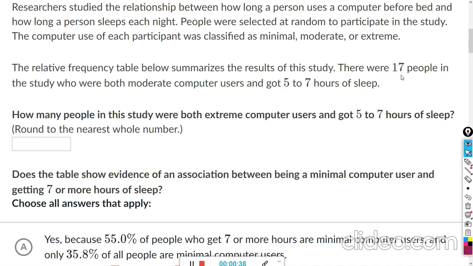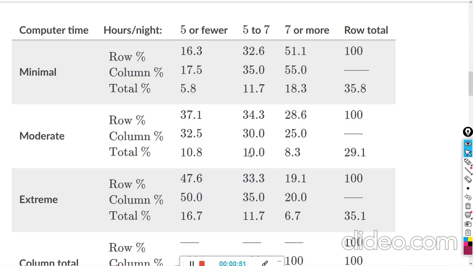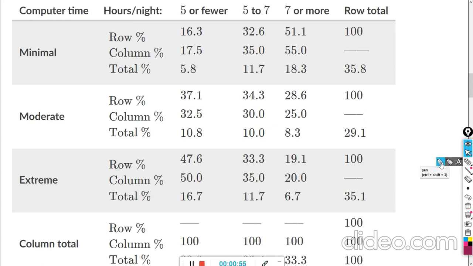Okay, let's fill in the 17 on the chart. It says 17 people were moderate computer users and got 5 to 7 hours sleep. All right, so we want to go to the moderate computer users, which is right here, and got 5 to 7 hours sleep. Okay, so the total is on the bottom. So the moderates that got 5 to 7 hours sleep, this was going to be 17 right here.